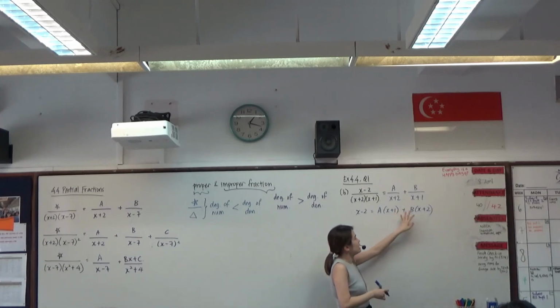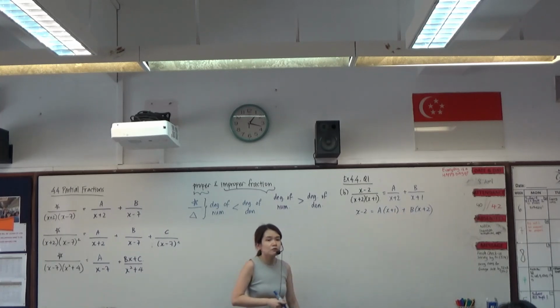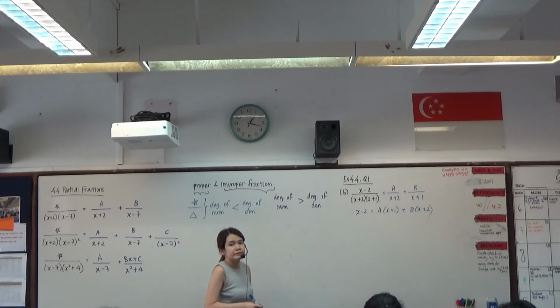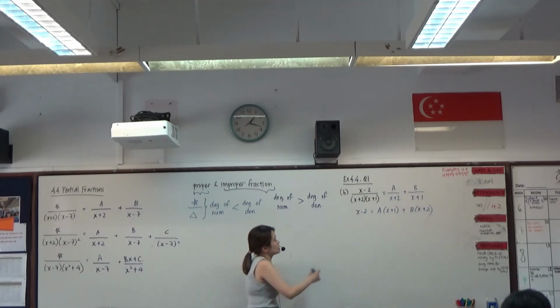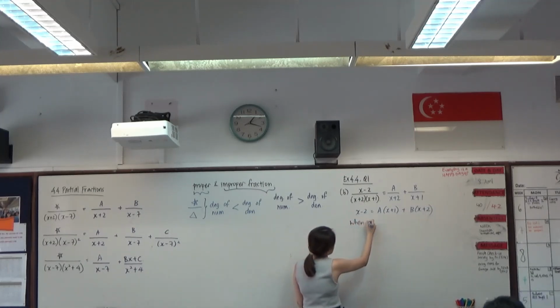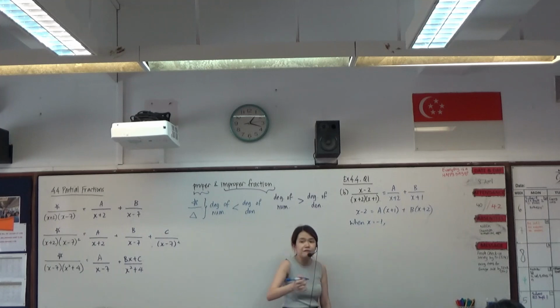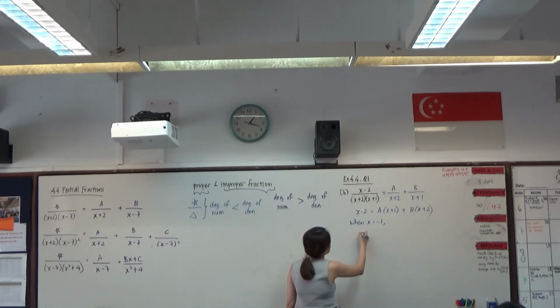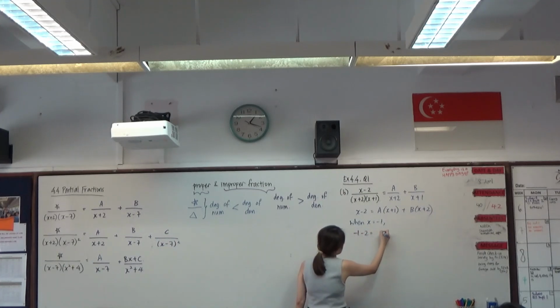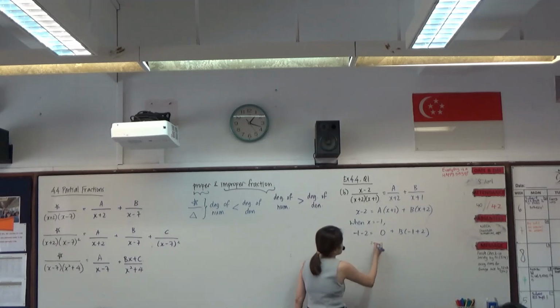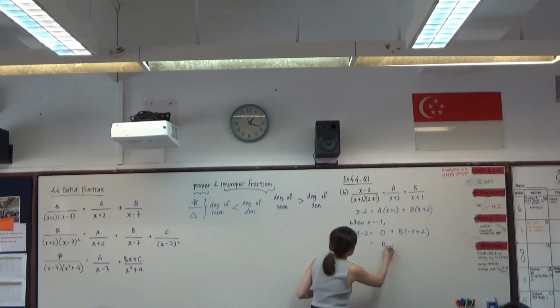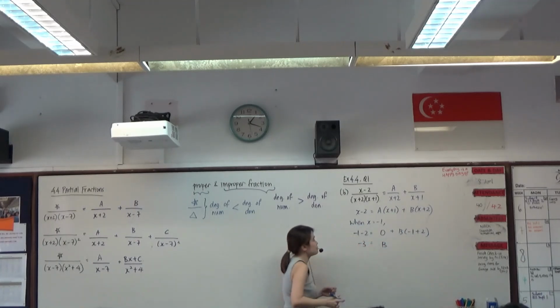Then we need to find the value of A and B. How do we find the value of A and B? When x equals to negative 1. Okay, so when x equals to negative 1, that will help you to find out the value of B. So negative 1 minus 2 equals to 0 plus B times negative 1 plus 2. So this will be B. Then this is negative 3. So B is negative 3.